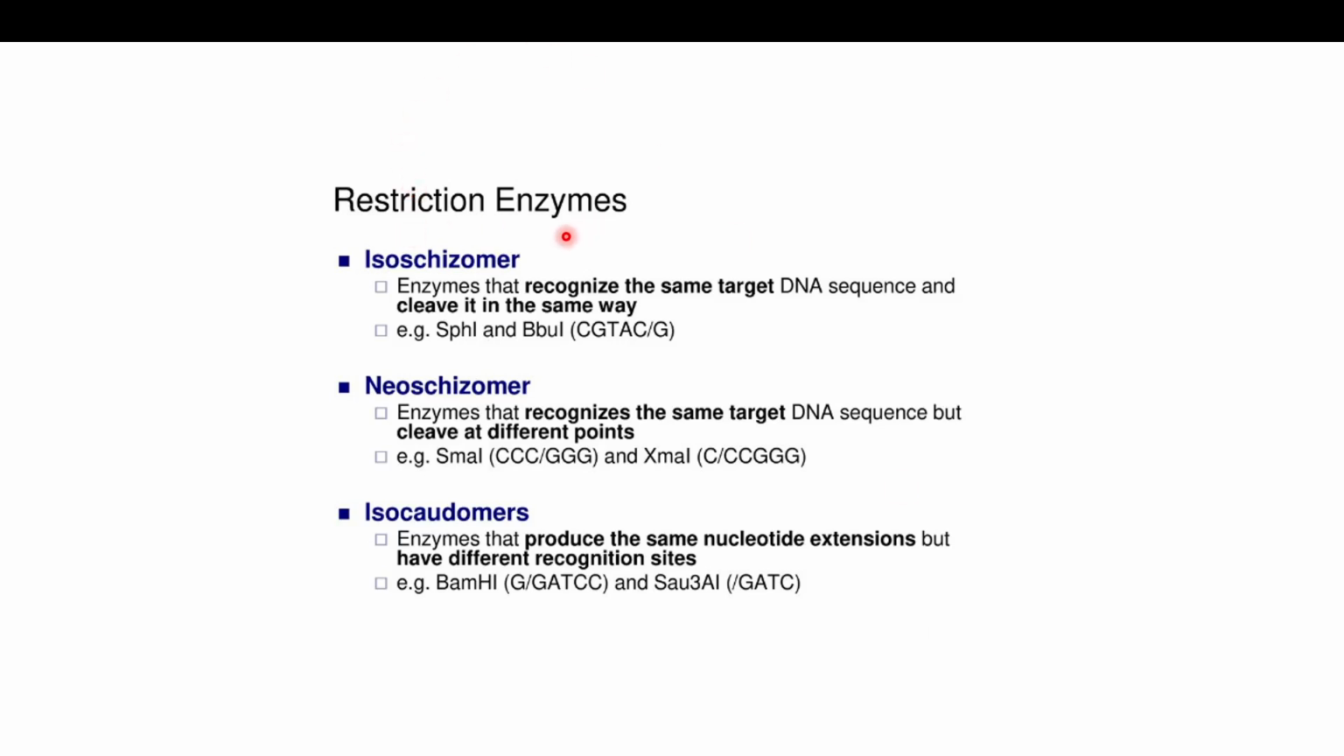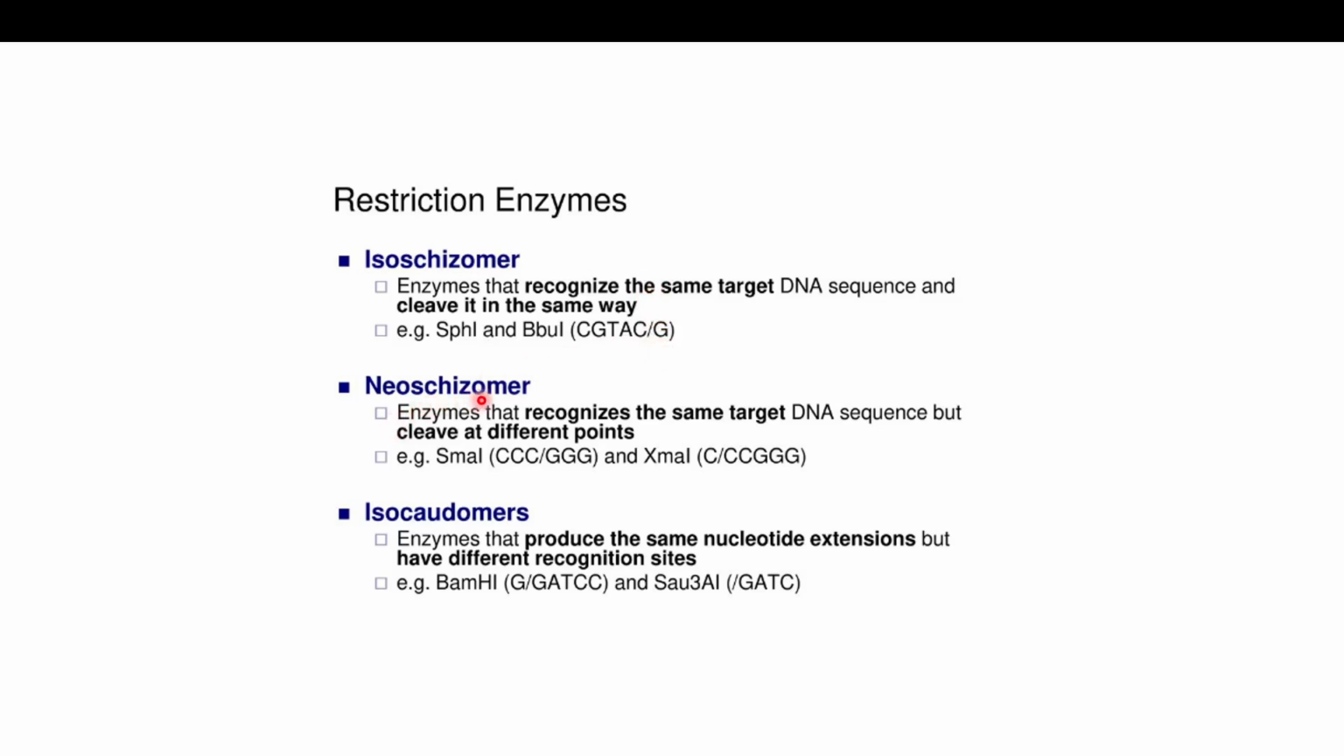Now, restriction enzymes can have different types, again based on the enzyme. There can be restriction enzymes that recognize the same target DNA sequence and also cleave it in the same way. This is called isoschizomers. Like these two enzymes, SphI and BbuI. It is recognizing this particular sequence and cleaving at this particular site.